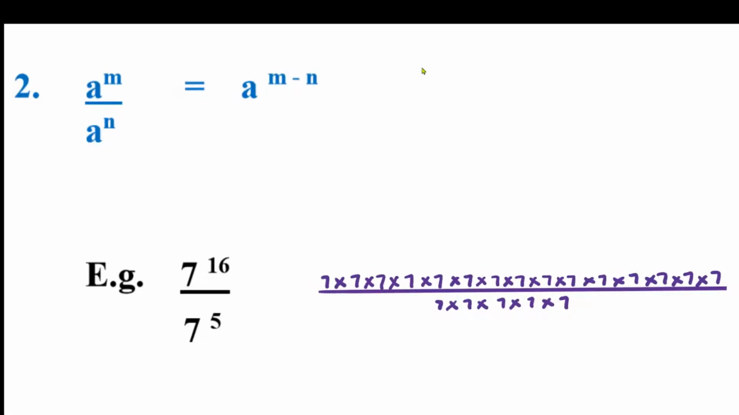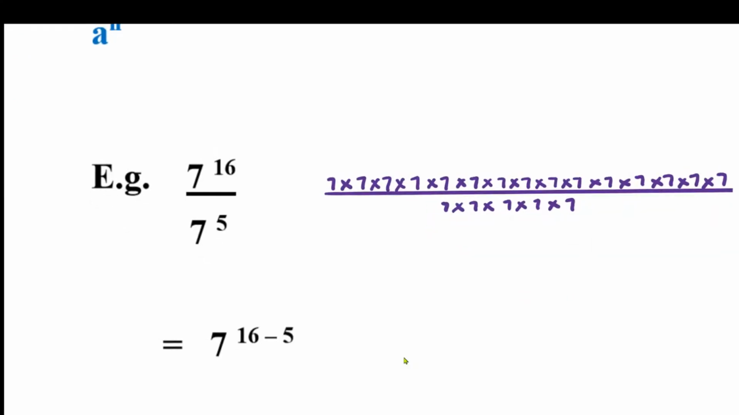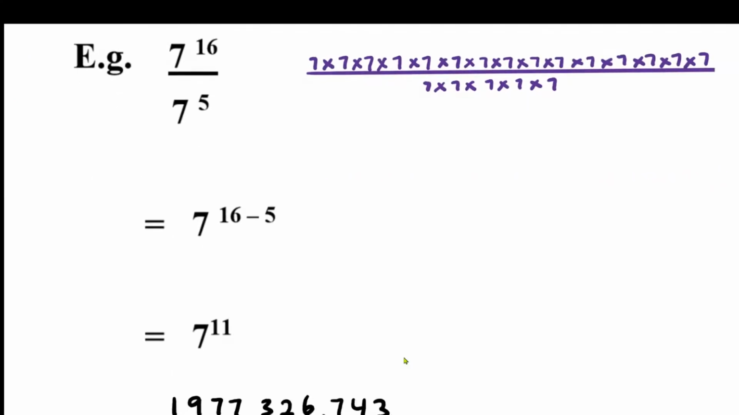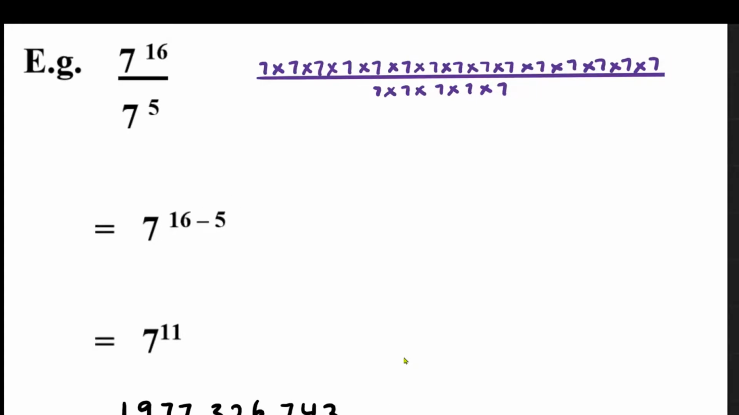Our next law: if we're dividing and we have the same base, the rule is we can subtract the powers. Here you will get a to the power m minus n. For example, we have 7 to the power 16 divided by 7 to the power 5. They both have the same base, so we can subtract the powers. 16 take away 5 will give us 11. 7 to the power 11. When we put that in the calculator, we will get this large number here.